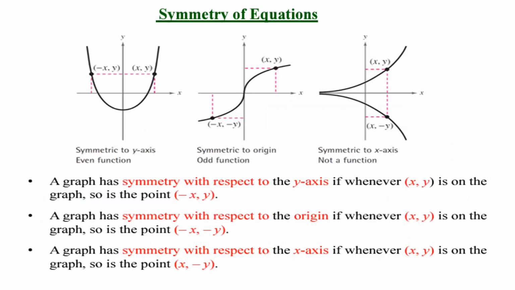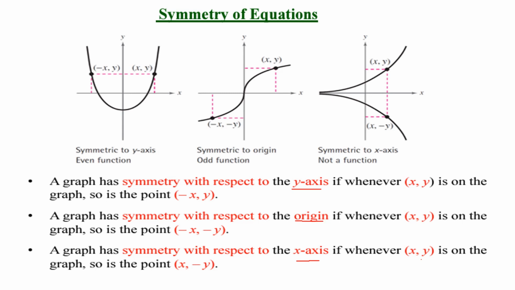Next, symmetry of equations. The graph has symmetry with respect to the y-axis if we replace x by minus x and it gives the same equation. For the origin, we need to replace x and y by minus x and minus y. If it gives the same equation, then we can conclude the graph is symmetric with respect to the origin. For the x-axis, we have to replace y by minus y. If it retains the same equation, then we can say the graph is symmetric.